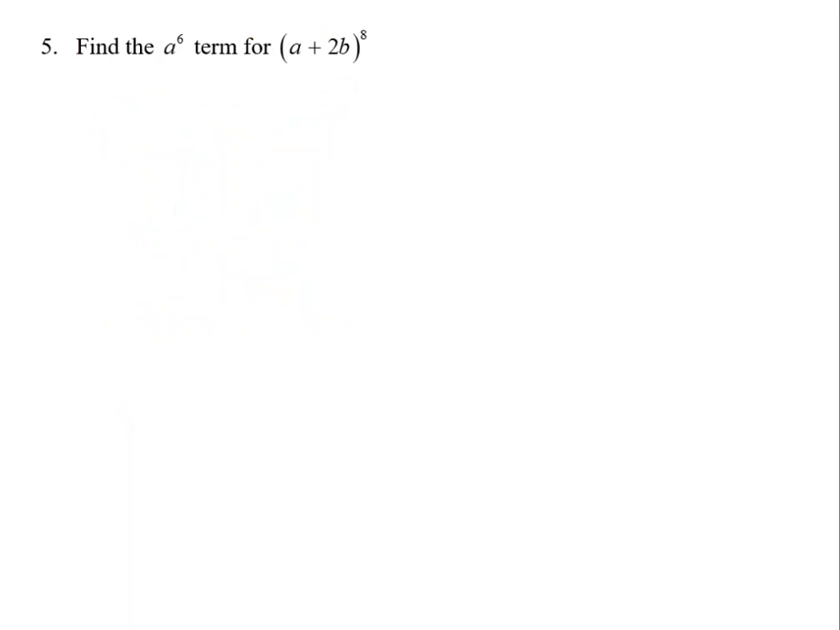Lastly, if we want to find the term for a plus 2b to the 8th that contains a to the 6th power, we need to think about this. In our expression, the first term would have a to the 8th, the second term would have a to the 7th, the third term would have a to the 6th. So we are trying to find the third term.